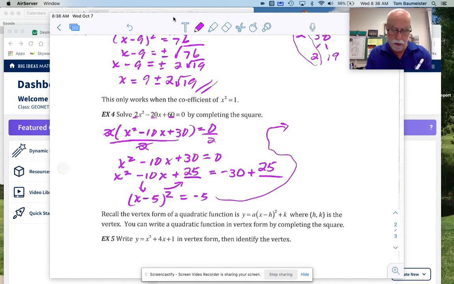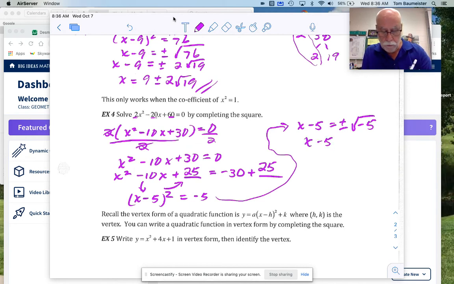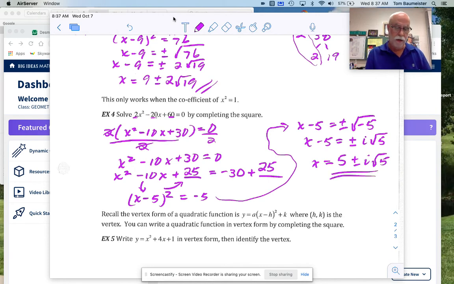We're going over here. So I'll get x minus 5 is equal to plus or minus the square root of negative 5. Uh-oh, the negative's under the radical, ladies and gentlemen. What do we do? Well, we have to get an i. Remember, i is the square root of negative 1. So I can write this as i root 5. And again, get x by itself. By moving that 5 over, 5 plus or minus i root 5. And that's your final answer.